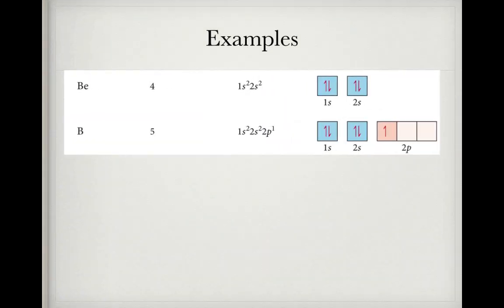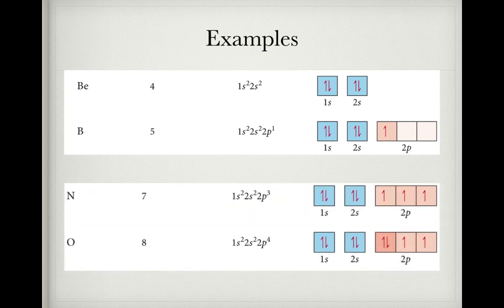So just as a couple of examples here, we've got beryllium and boron. There we see beryllium with 4 electrons, so we go 1s2 and 2s2. So we then have our orbital diagram there. With boron, 5 electrons, we fill the 1s, fill the 2s, and we've got that 1 electron going into the 2p.